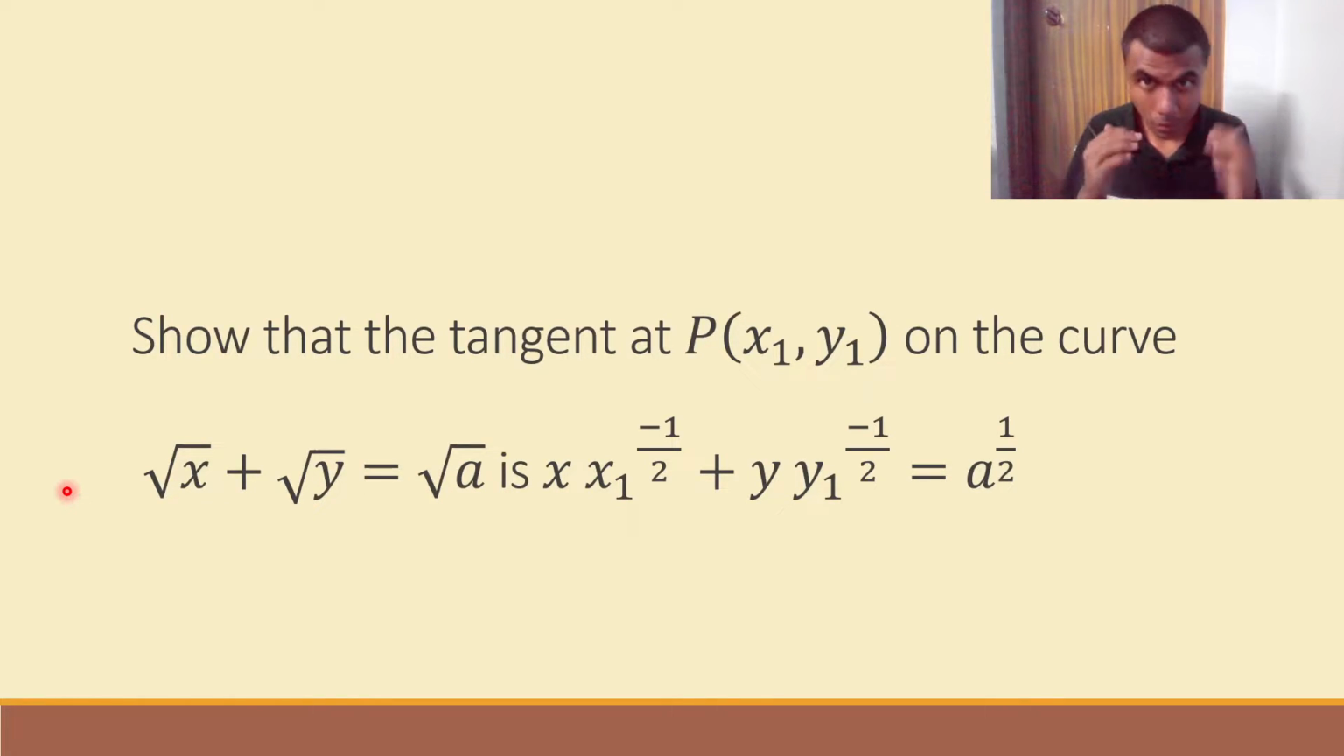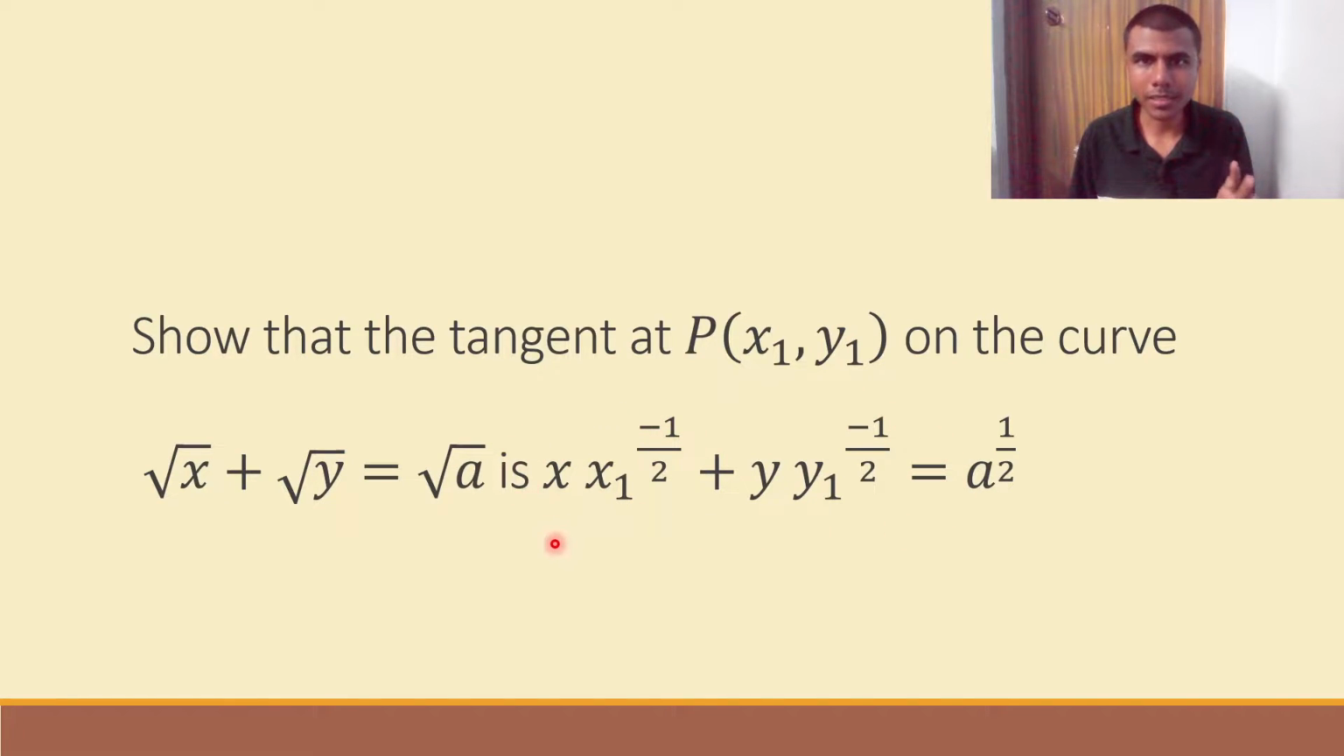Now let us see how to solve this given question. We need to show that the tangent at P(x1, y1) on the curve root x plus root y is equal to root a is x1 power minus 1 by 2 plus y1 power minus 1 by 2 is equal to a power 1 by 2. Okay, this is what we have to show.